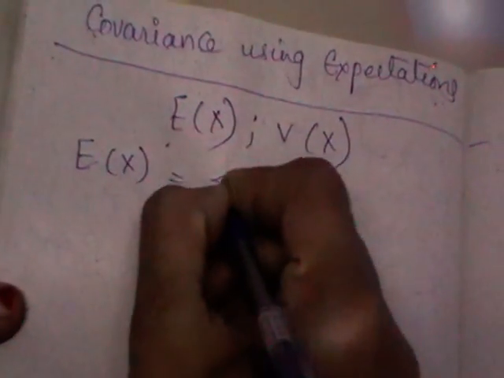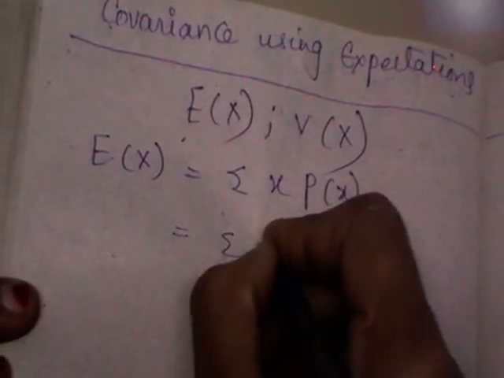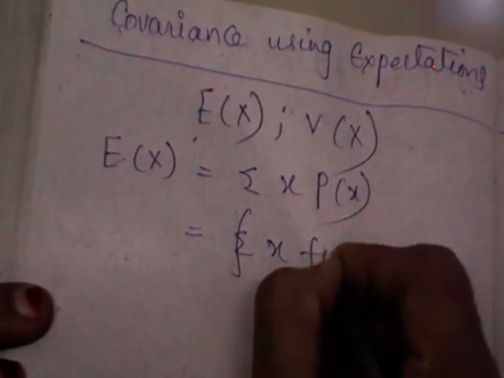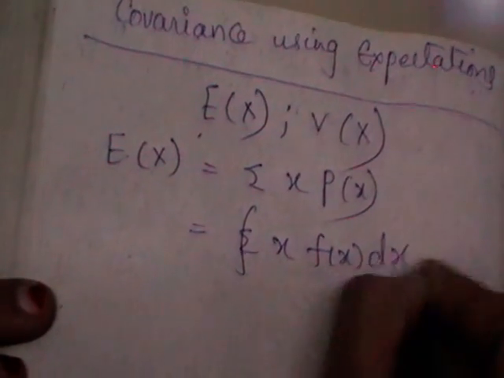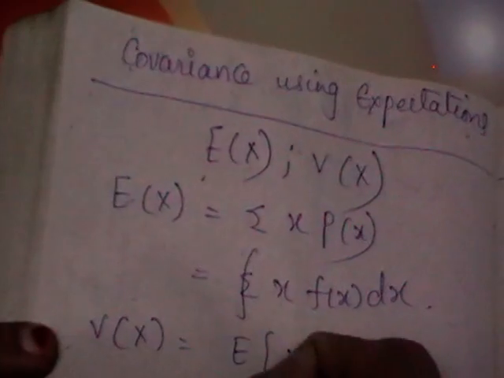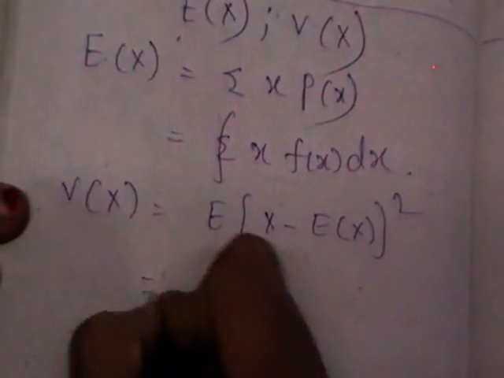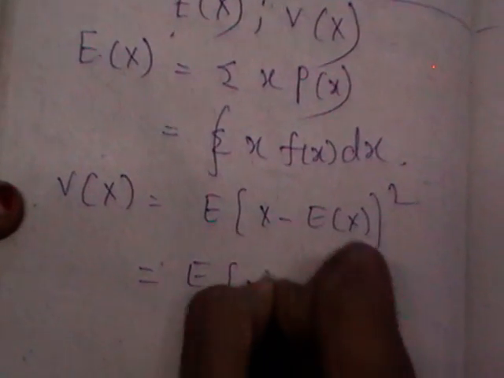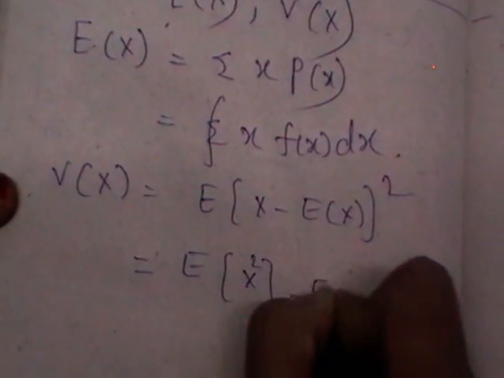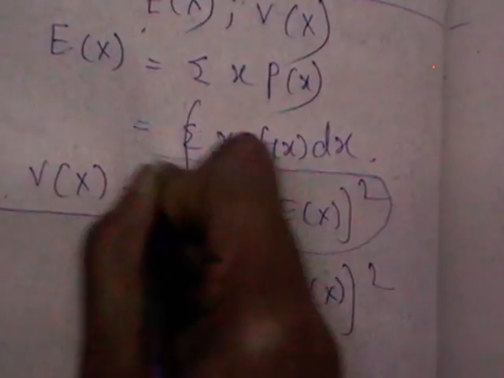If it is a discrete one, we'll write x p of x. If it is a continuous one, you'll write x f of x dx. For variance of x, all these are discussed topics. This is the main formula, and after simplifying it, we got this formula. This is the formula for variance.